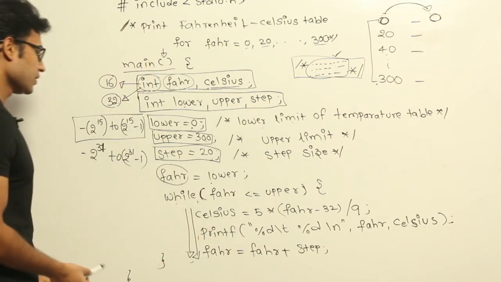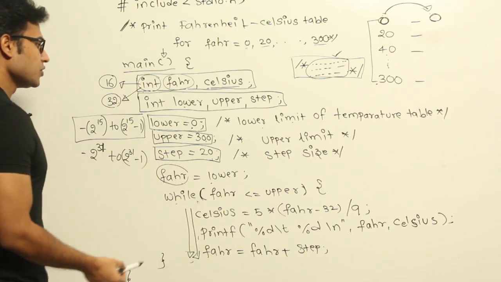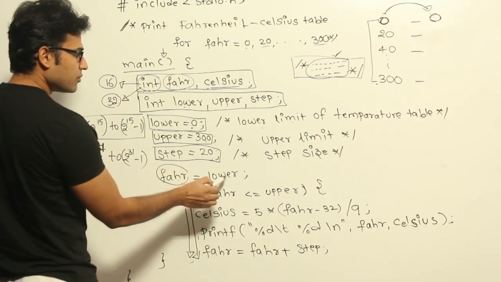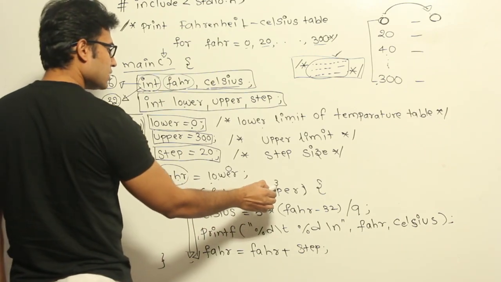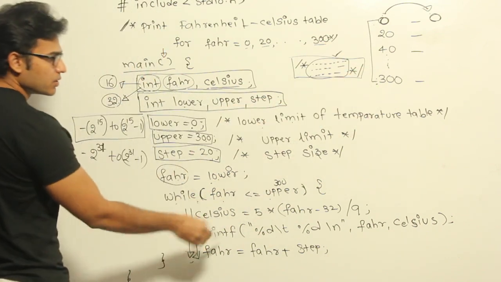So if you observe here, while fahr is less than or equal to upper. We start from fahr equal to lower, which means we are starting from 0, and fahr less than or equal to upper means we continue until we reach 300, which means 0 to 300. We are going to do this.